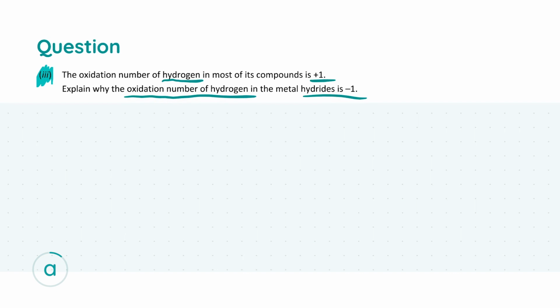So this is a little bit more of a complicated question, and what I'm going to do is take you through that answer and explain what's going on and the reasoning behind why hydrogen in this case can have an oxidation number of -1 when it is in metal hydrides.